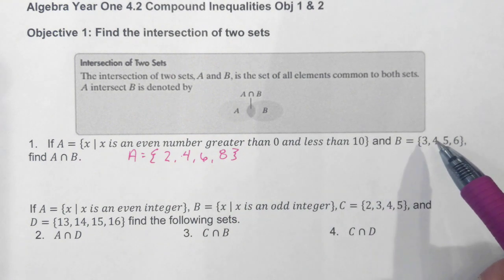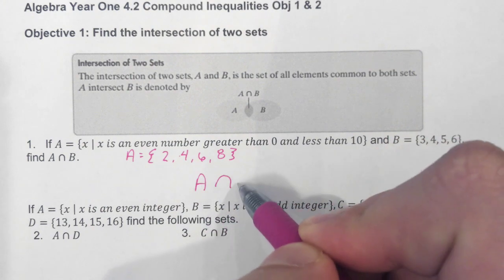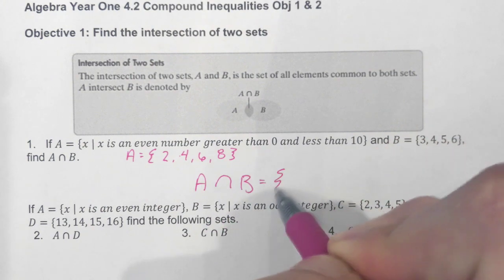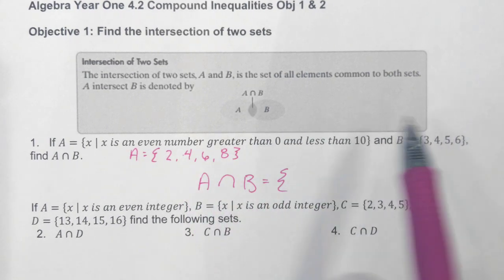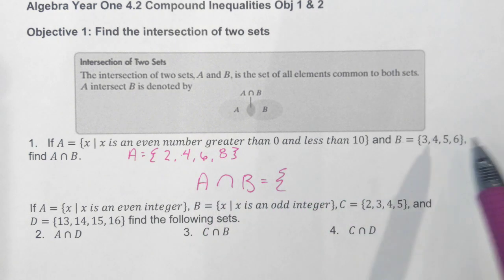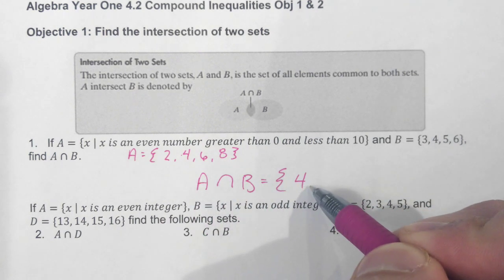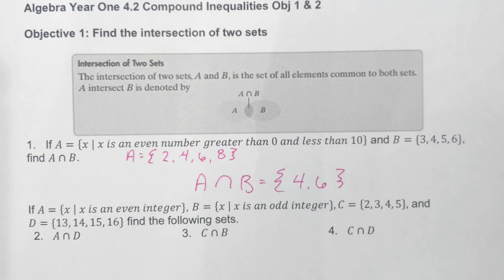B is the numbers 3, 4, 5, and 6. We're asked to find the intersection of A and B. The intersection is the numbers that are in both sets. It looks like 4 and 6 are in both sets, so that's the intersection of A and B.